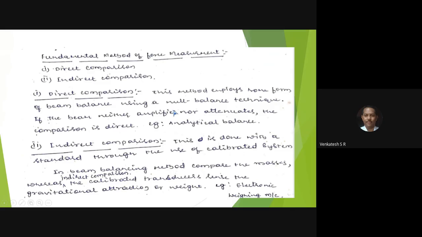For mechanical engineers, always use the word null balance. Don't write that the needle coincides with zero. Like that, you don't write. You have to write the strong word null balance. Next, come to the point, indirect comparison. Here, there will be two or more translations present. For this indirect comparison, a good example is the electronic weighing machine used in the bridge, grocery shop, or in the jewelry shop. You might have seen the electronic weighing machine.